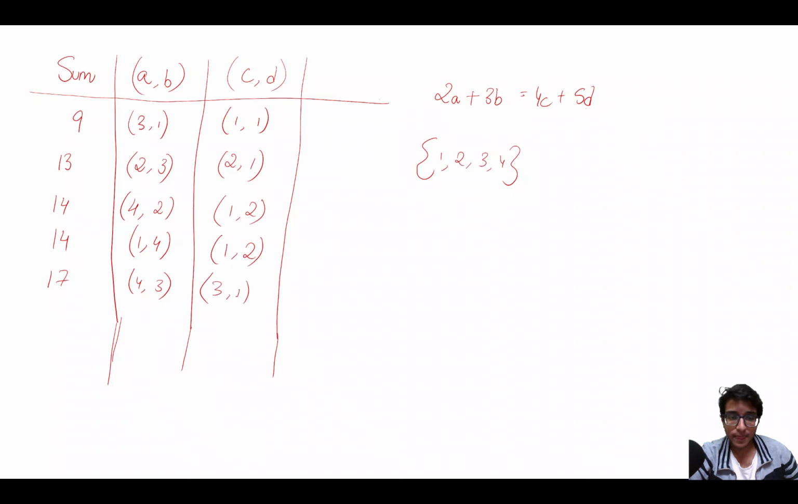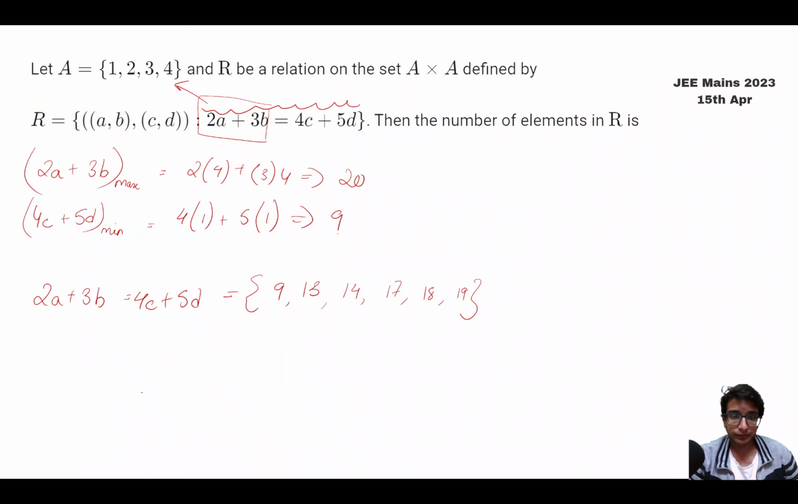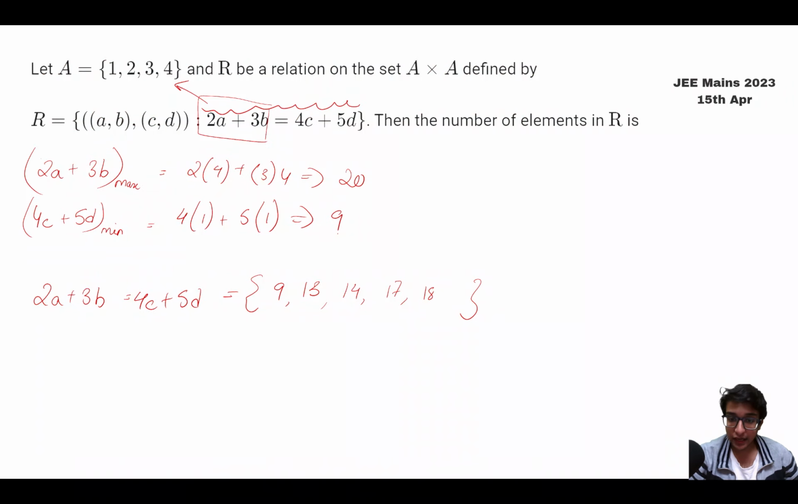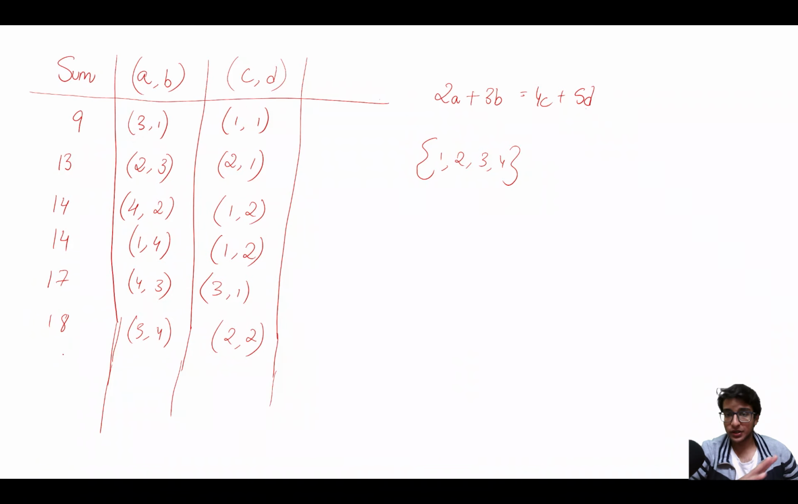3 comma 1. Now for 18, let us check for 18 as well. 3 comma 4 is possible, and 2 comma 2 is also possible. Now let's check for 19. So for 19, I've taken 19 as the wrong number. So 19 cannot be possible from both these sides. So it is only up till 18. So 19 is not possible from both sides. So only these are the values that can be possible.